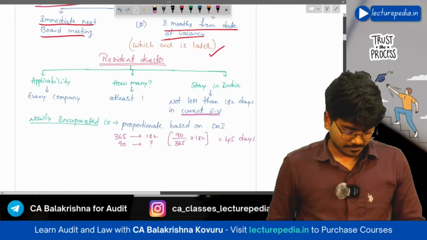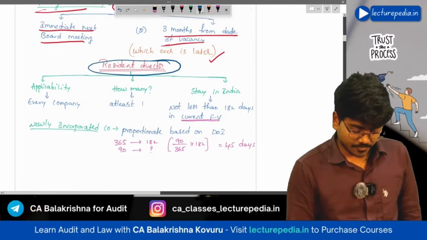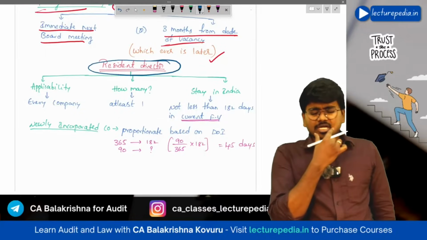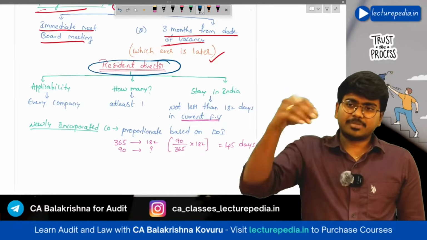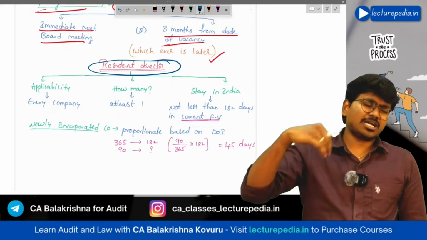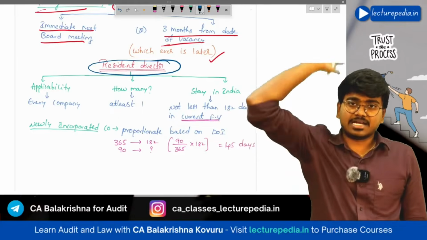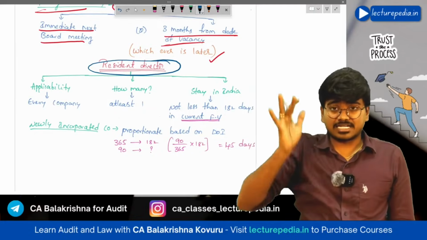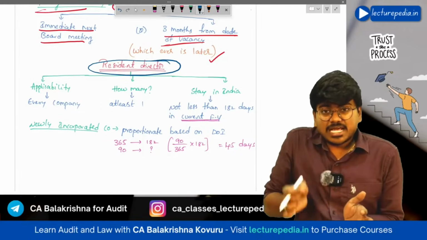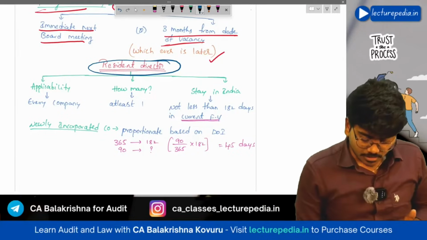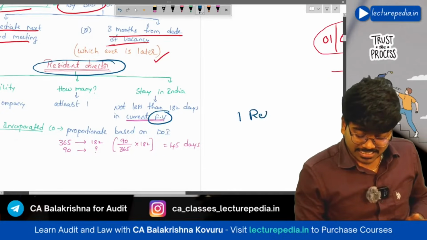Okay. Now moving to section number 149 subsection 3, which is resident director. Now what is this resident director? First of all, the concept of resident director is applicable to every company, whether it is a public company, whether it is a private company, whether it is a section 8 company, whatever the type of company it might be. Now who is a resident director? Resident director means a director who has to stay in India for at least 182 days in the current financial year. Okay, so every company must have at least one resident director.